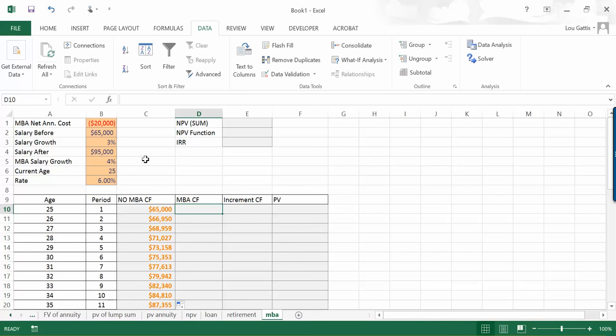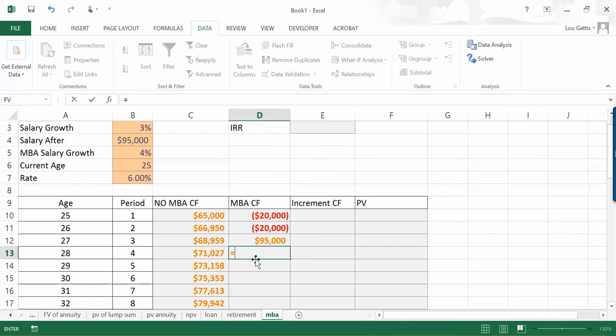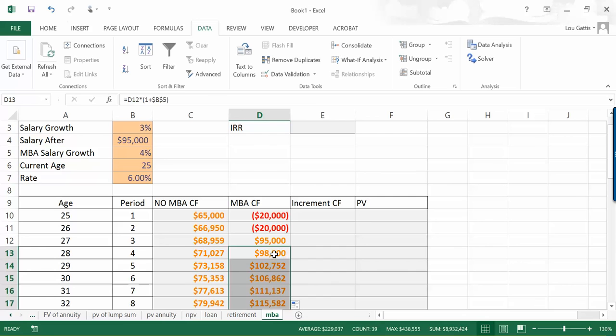With an MBA, I'm going to spend $20,000 this year, $20,000 next year. But then I'm going to get a salary of $95,000. That salary is going to grow at 4%, anchor that, every year. So there's my new life.